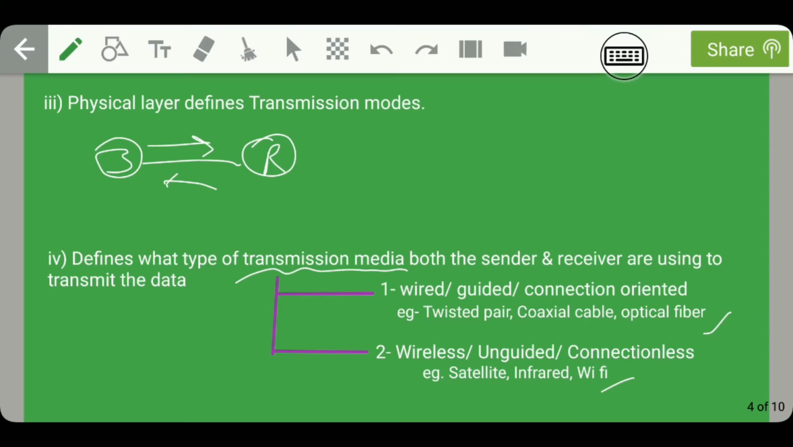So this physical layer can define which type of transmission media, that is a twisted pair or coaxial cable or optical fiber or satellite or infrared or Wi-Fi, is being used by sender and receiver to transmit the data.